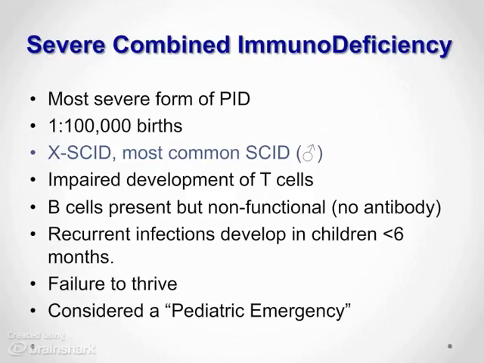As mentioned in the previous slide, severe combined immunodeficiency is the most severe form of PID. Individuals with SCID have no T cells and no antibodies. It is a rare condition, 1 in 100,000 births, with X-SCID the most common type and found in boys. Recurrent infections develop in infants, causing failure to thrive. This is considered a pediatric emergency, and 17 states screen all newborns for SCID.